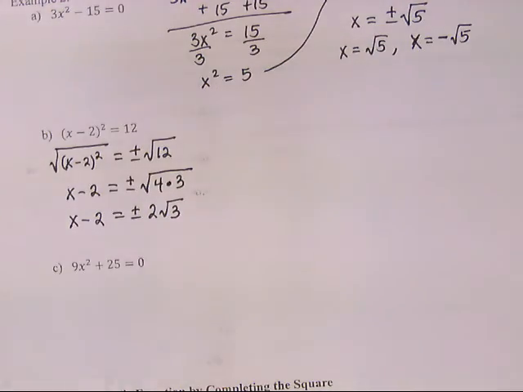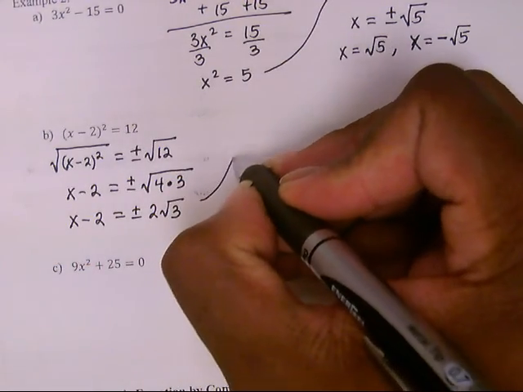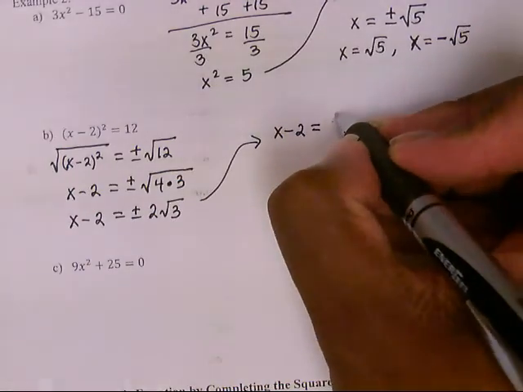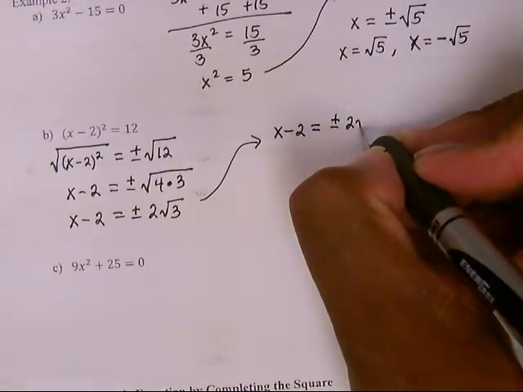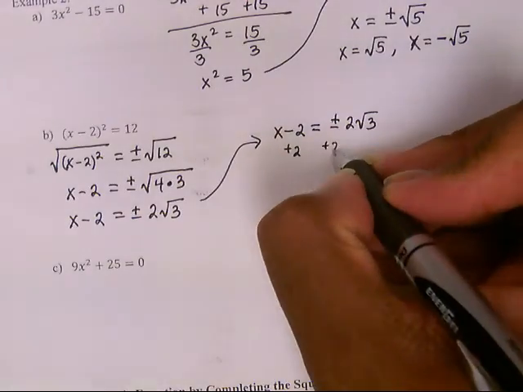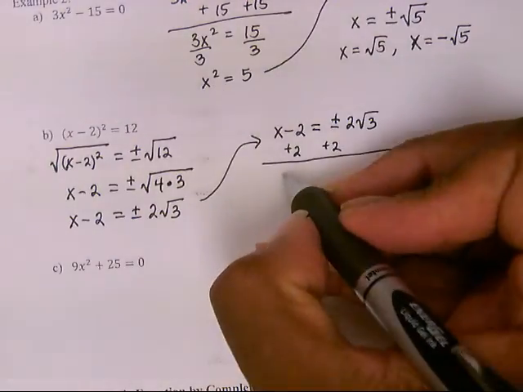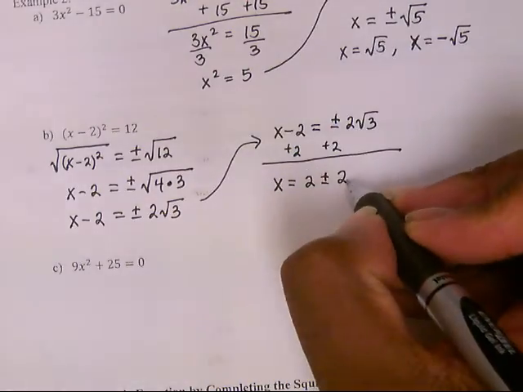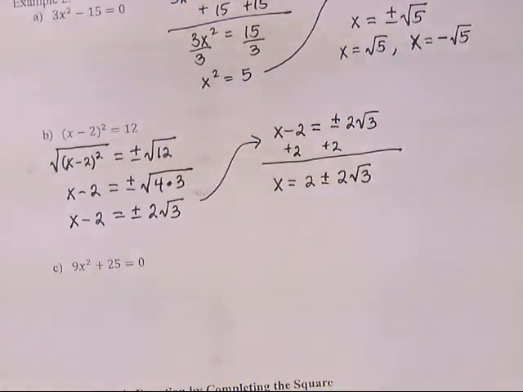Square root of 3. So I got x minus 2 is equal to plus or minus 2 square root of 3. Now I'm going to rewrite this over here, because I know I'm going to have to solve for x. I'm subtracting 2, so I need to add 2 on both sides. So here I'm going to have x is equal to 2 plus or minus 2 square root of 3.